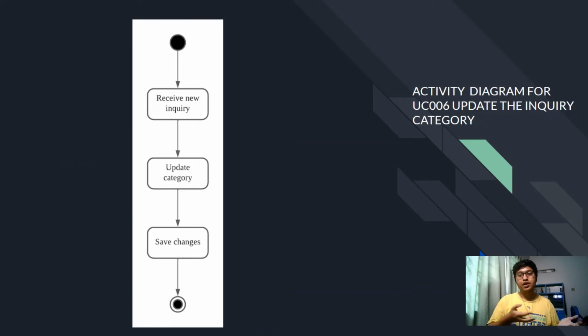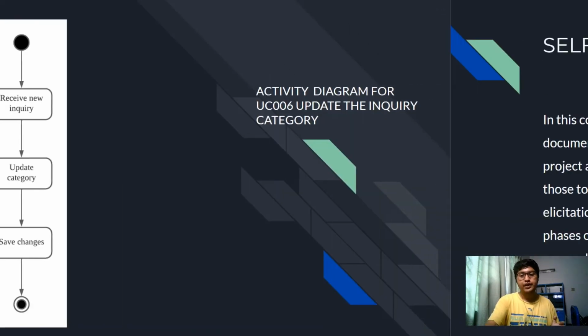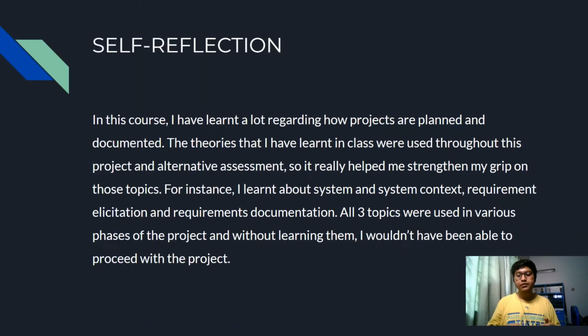Further on, we have to look at the activity diagram for the use case. It's pretty simple. From the start, we receive a new inquiry, we update the category, and then we save changes. Simple as that. And now we move on to the self-reflection part of this video.